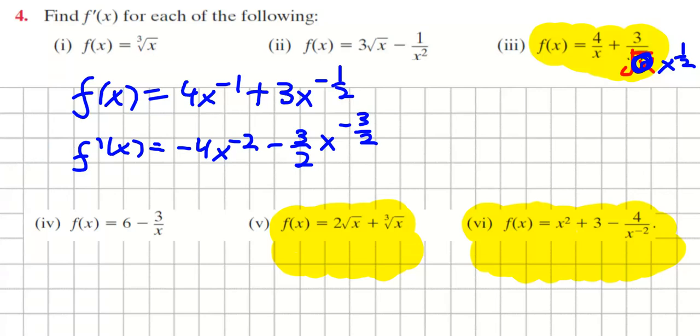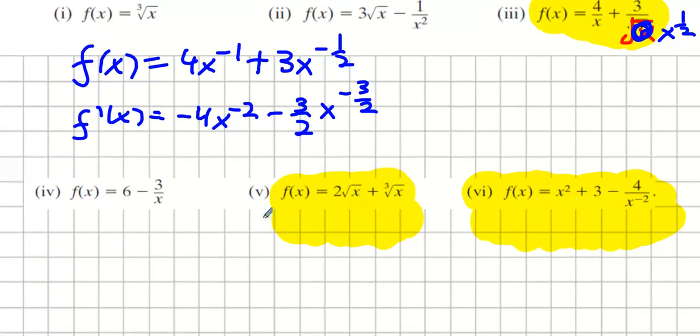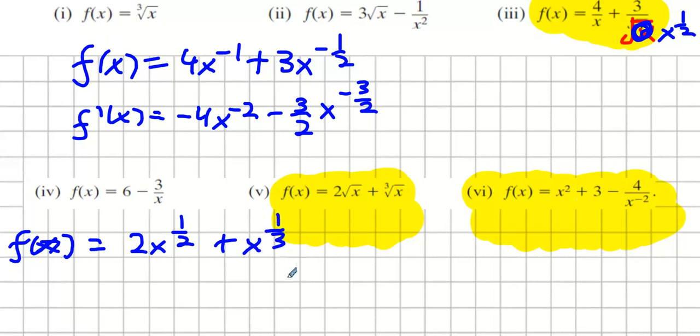Okay. The next one, once again, just a bit of prep work on it. 2x to the power of a half. What's the cube root? What do I need to write that as? X power third. This one's handy now. Differentiate it. A half multiplied by 2 is just 1. Take 1 away from the power. Whoa, we get that wrong. It's minus a half. A half take away 1, minus a half. Bring a third to the front. Take 1 away from the power. Then we get minus 2/3.